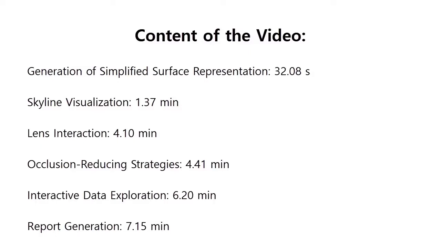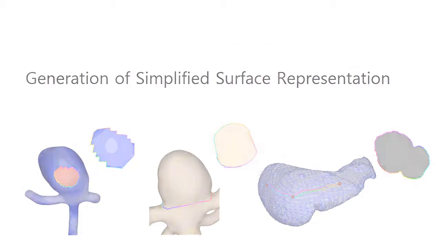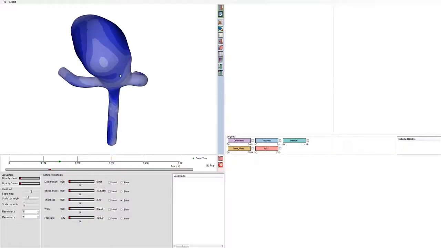Therefore, we introduce a novel skyline visualization to easily explore the temporal behavior of multiple scalar fields simultaneously. To generate the skyline visualization, the surface mesh is first parameterized. We propose 3 ways to perform this.